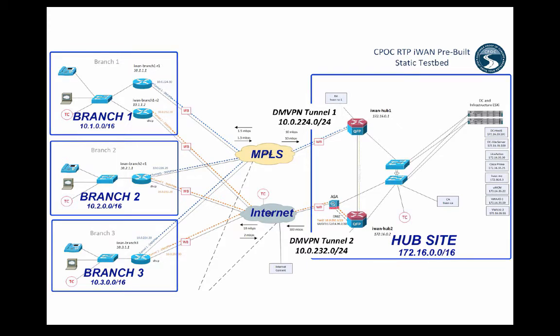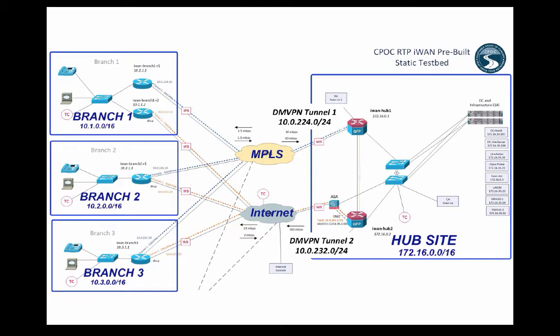So what we have in front of us is three branches. Branch 1 has two routers on it, both of them 4321s. The top hockey puck router is Branch1 Router 1, connected to the MPLS cloud. Branch1 Router 2 is connected to the internet cloud. Since I live in a lab environment, I can have the addressing be that everything at branch 1 is 10.1/16.